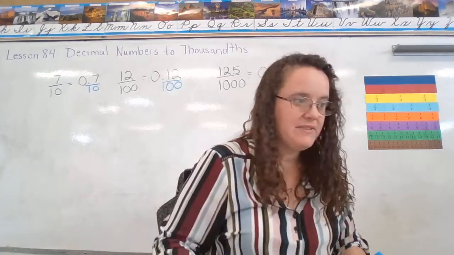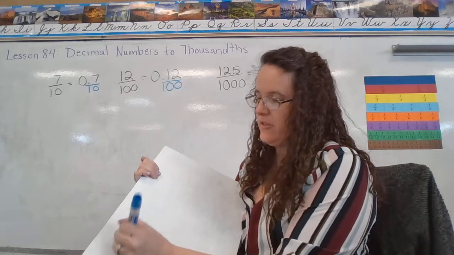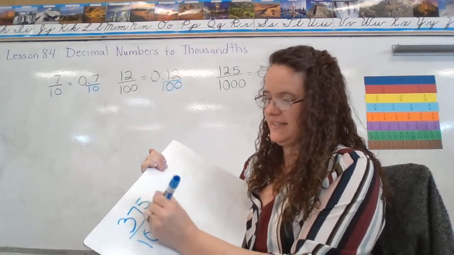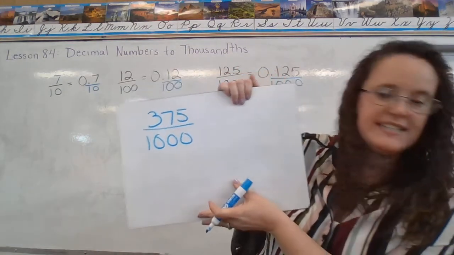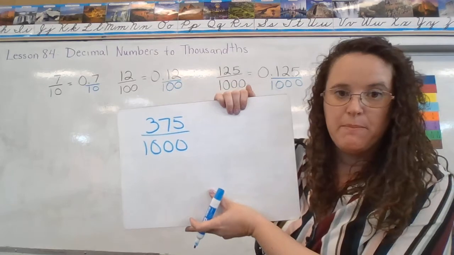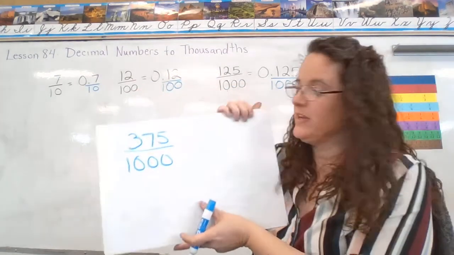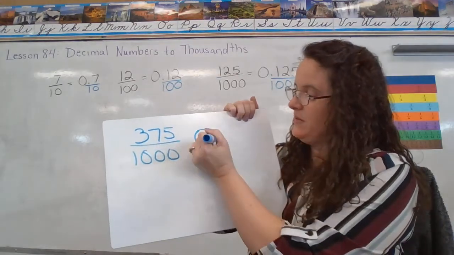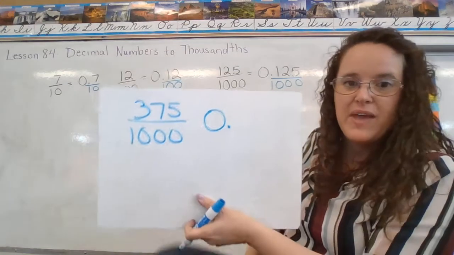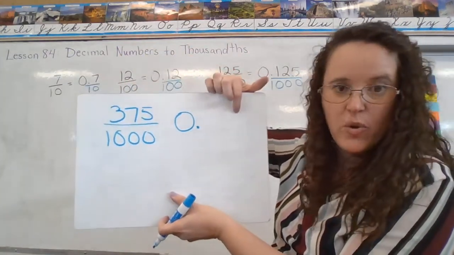Okay, let's look at some of these examples together. The first one says, write 375 thousandths as a decimal number, then use words to name both numbers. So knowing this is a decimal number, we're going to start with a 0 and a decimal point. And then we have to decide, where's my 375 going to go here?